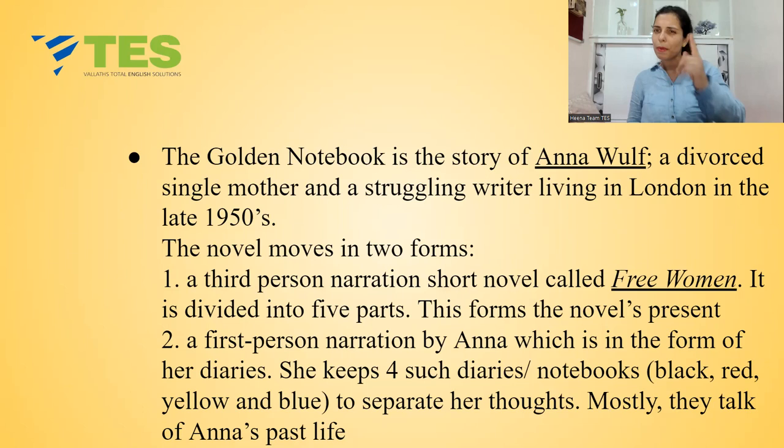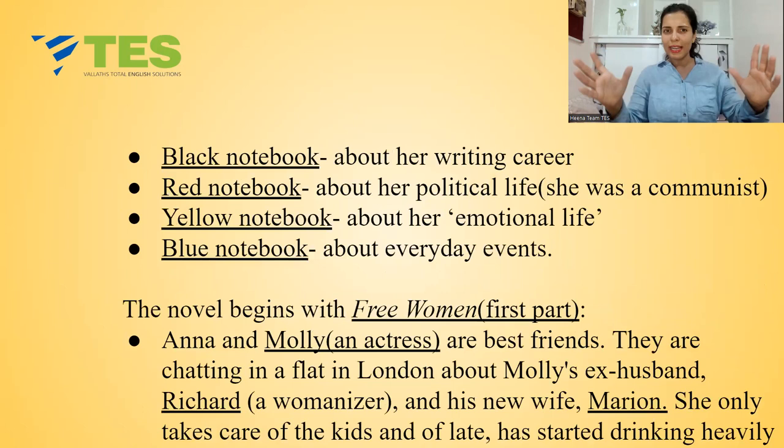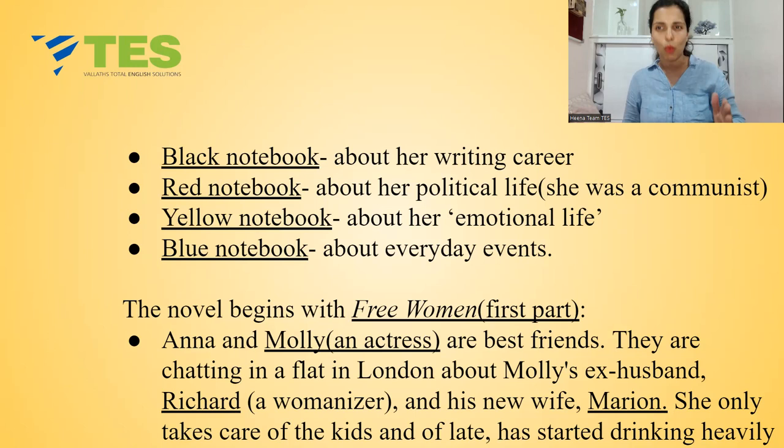Now, broadly, the black notebook talks about Anna's writing career in Africa. The red notebook talks about her political life because she was an ardent communist once upon a time, but she left it. The yellow notebook talks about her emotional life, how she started writing a fiction novel in which she represented herself. And the blue notebook is her personal diary because that talks about her everyday events.